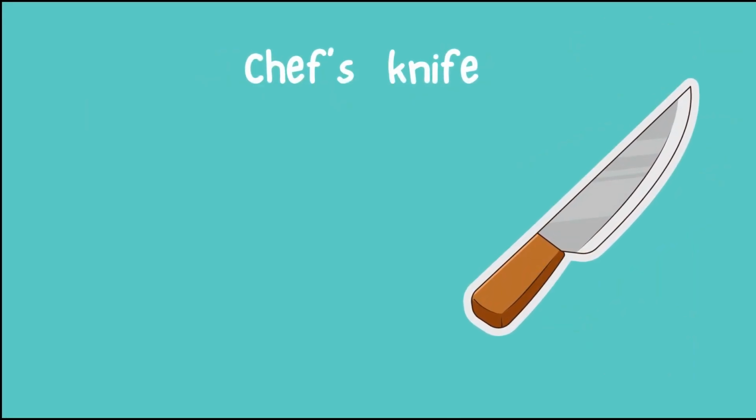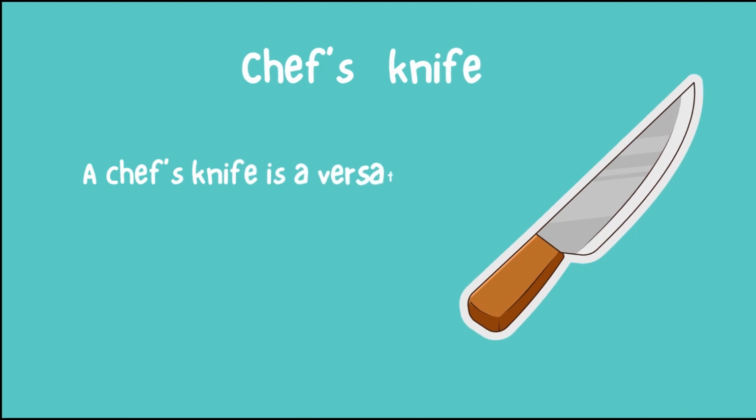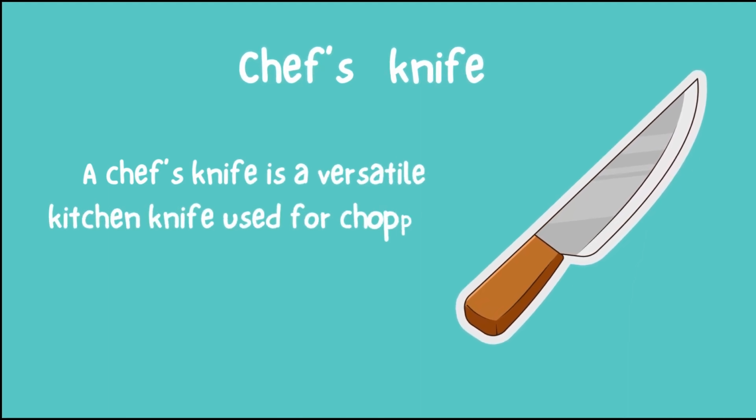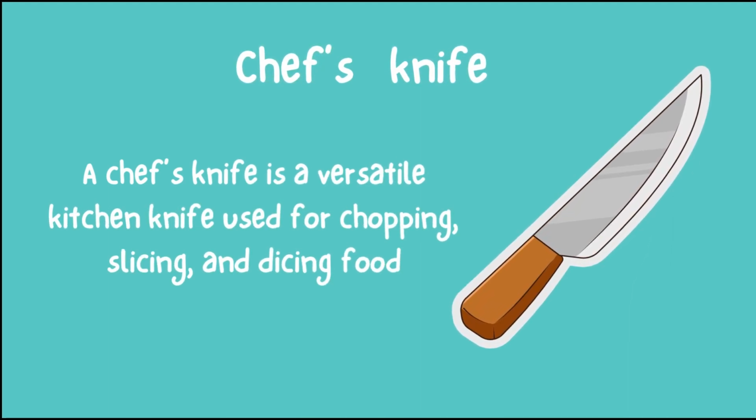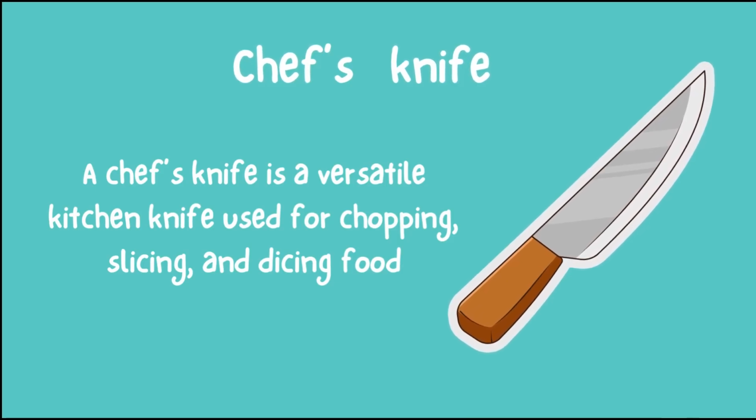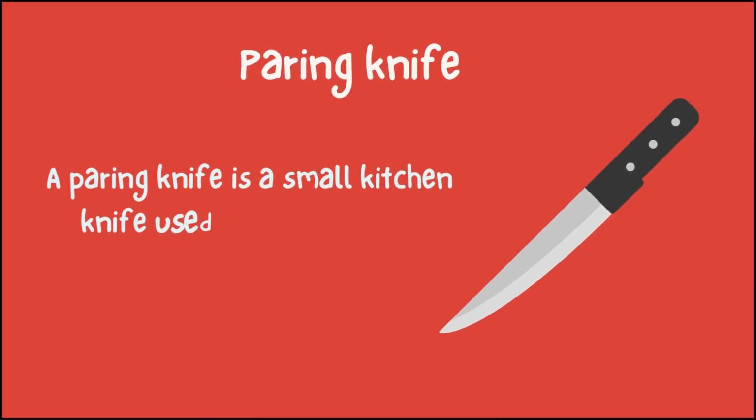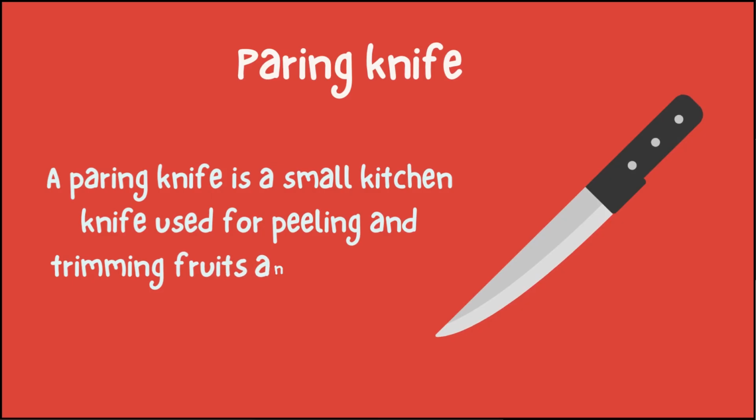Chef's knife. A chef's knife is a versatile kitchen knife used for chopping, slicing, and dicing food. Paring knife. A paring knife is a small kitchen knife used for peeling and trimming fruits and vegetables.